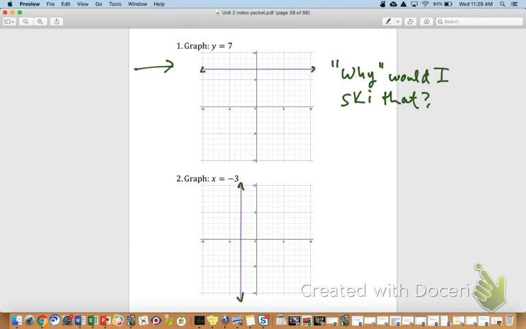Do you get the connection? You see a horizontal line, why? W-H-Y or just the letter Y? Why would I ski that? Maybe that would be a hint for you to connect the horizontal nature of just the only variable being y. Why would I ski that? I don't want to. That make sense? Now can you guess the other one? If I said, hey, why don't we try to ski that, you would say?